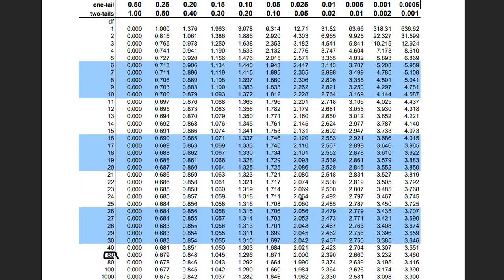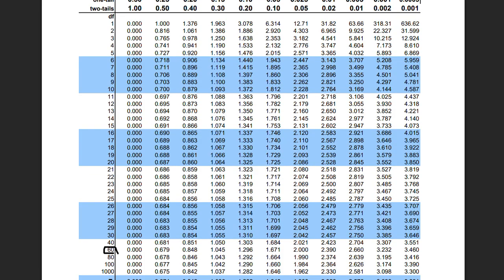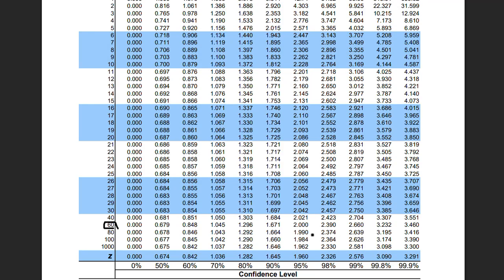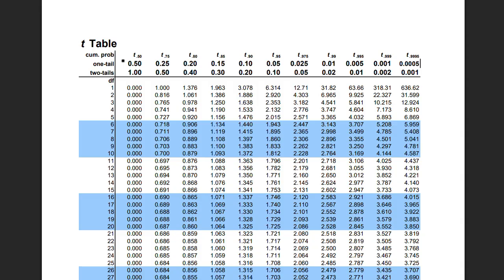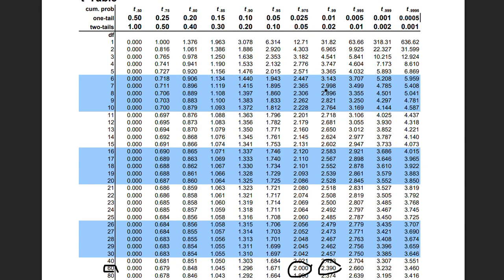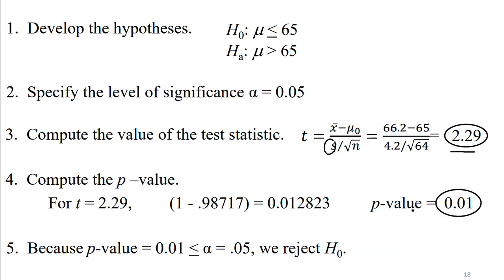Match that up with our T value, and the T value again was 2.29, and so we will locate 2.29 here, and 2.29 will be between 2.0 and 2.390. For a one-sided test, which is a one-tail test, we are looking at a p-value between 0.025 and 0.01. And so our p-value will be a value between 0.025 and 0.01. Whichever one you decide on, the p-value is less than the significance level of 0.05.